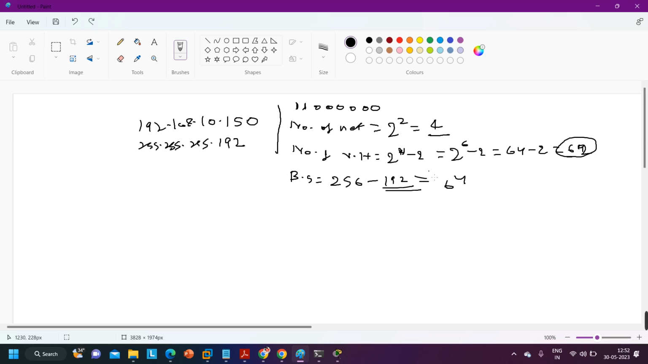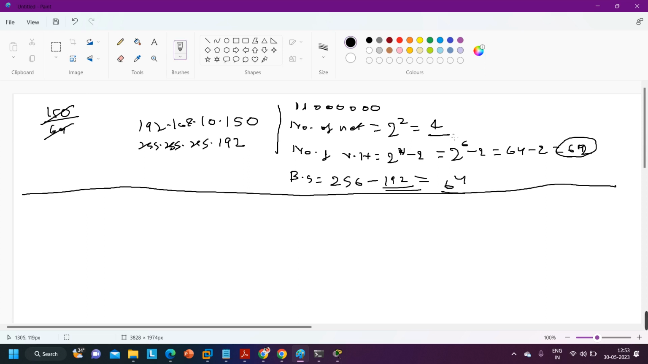Is 128 the nearest number? 64 is not the nearest number; it should be larger than 150 and divisible by 64. If you divide 150 by 64, what value do you get? You get 2, so 128, and the rest is 150 minus 128. So I'm confused here. Just wait.